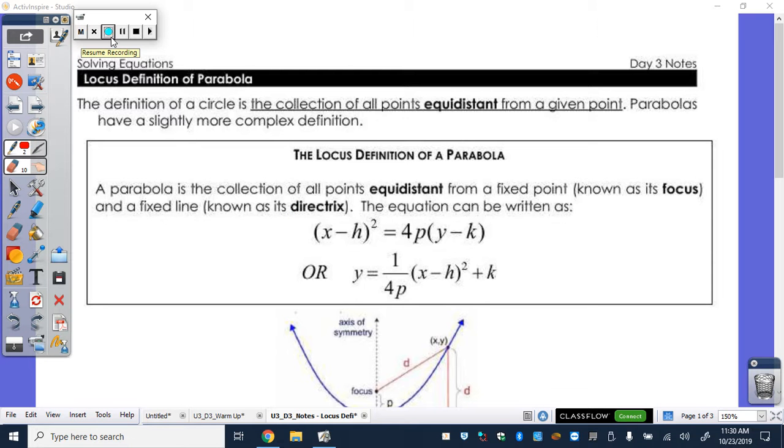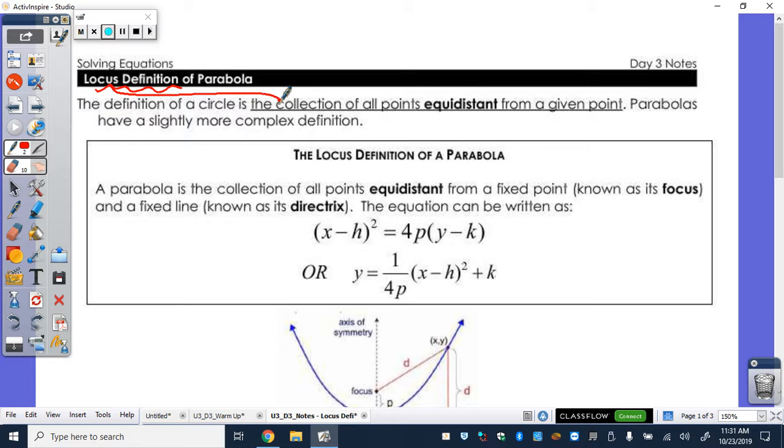So today we're going to learn the third way that you can write the equation for a parabola. It is what is referred to as the locus definition of a parabola. This has always been on the Regents exam, so we definitely got to make sure we go through this. So first, in order to do locus definition, you need to understand what a locus is.